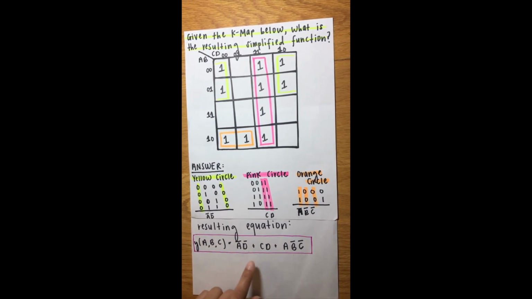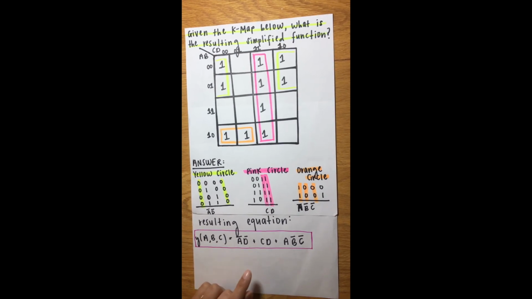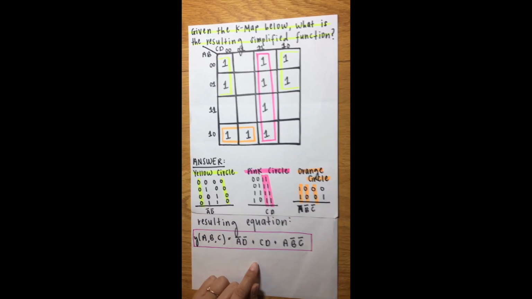We can also note that when you add the different circles together, that constitutes an OR. The multiplication means AND.